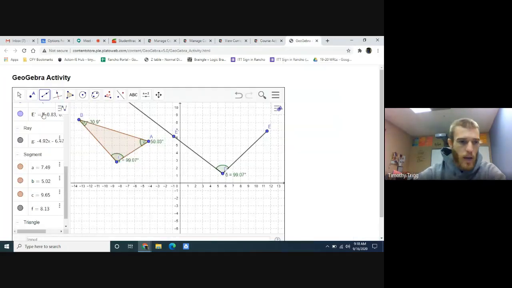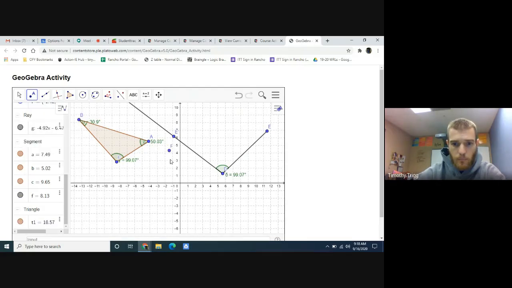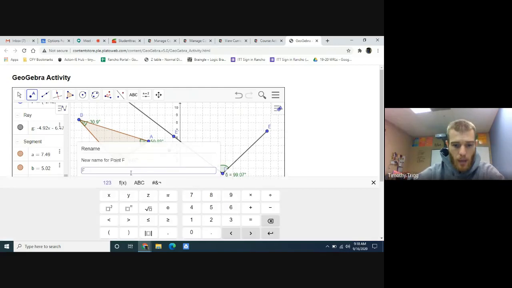Okay. So I need another point outside of this. So I'm going to maybe put it maybe here. Okay. And they want us to rename this as G. So if you go ahead and right click on that, you can rename it, and we want to rename it as G.